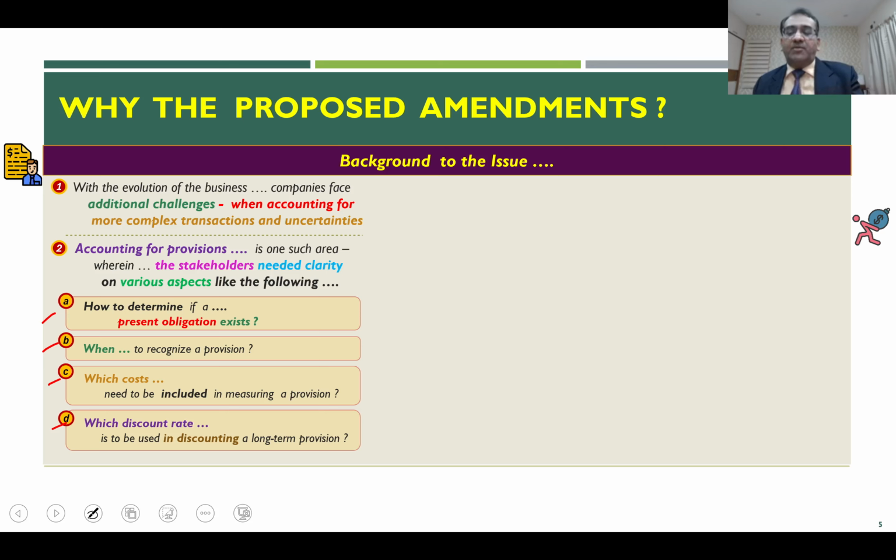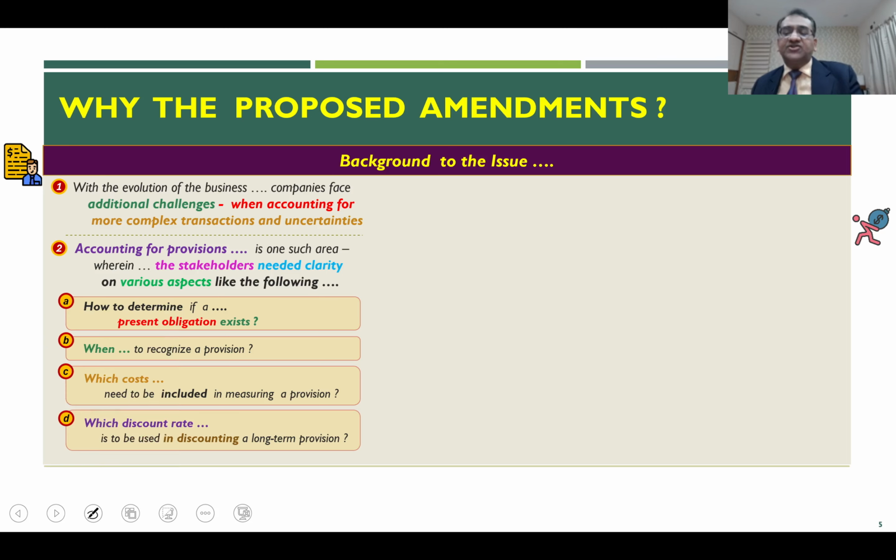So, first and foremost, how does an entity determine if a present obligation exists in a particular case so that the provisioning requirement is triggered. Second, related to that, what is the point in time when an entity needs to recognize a provision? Of course, the requirement of the timing of the recognition of provision is contained in the current set of standards, which is IAS 37 from an IFRS perspective and Ind AS 37 from an Ind AS perspective. However, there were practical challenges in terms of determining what is the point in time when an entity really needs to recognize provision, and therefore more clarity was sought to be obtained from the standard setters.